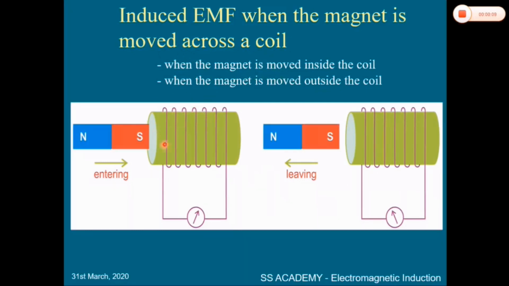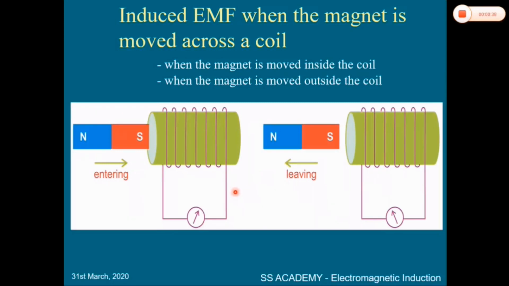firstly when it is moved inside the coil, or the magnet will enter inside the coil, what will happen? When you move the magnet into the coil, an EMF is induced across the ends of the coil. This EMF drives a current around the circuit and the meter gives a flick. In the second case, if you move the magnet out of the coil, like indicated by the arrow, then the induced EMF is in the reverse direction and the ammeter gives a small deflection in the opposite direction.